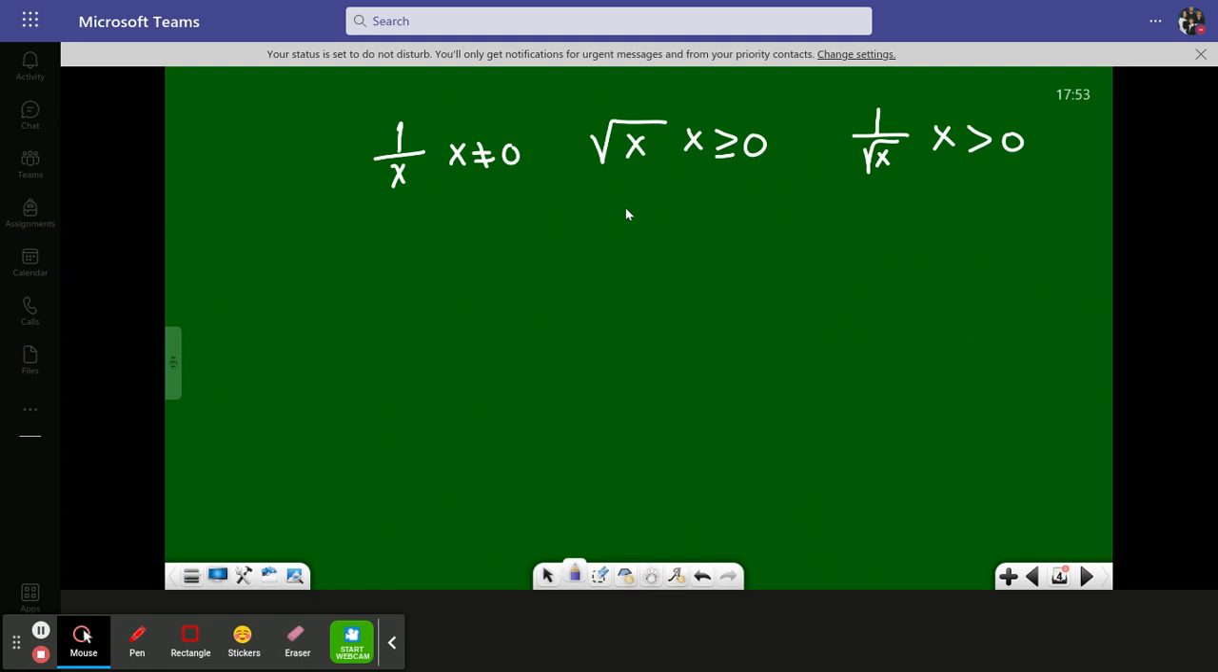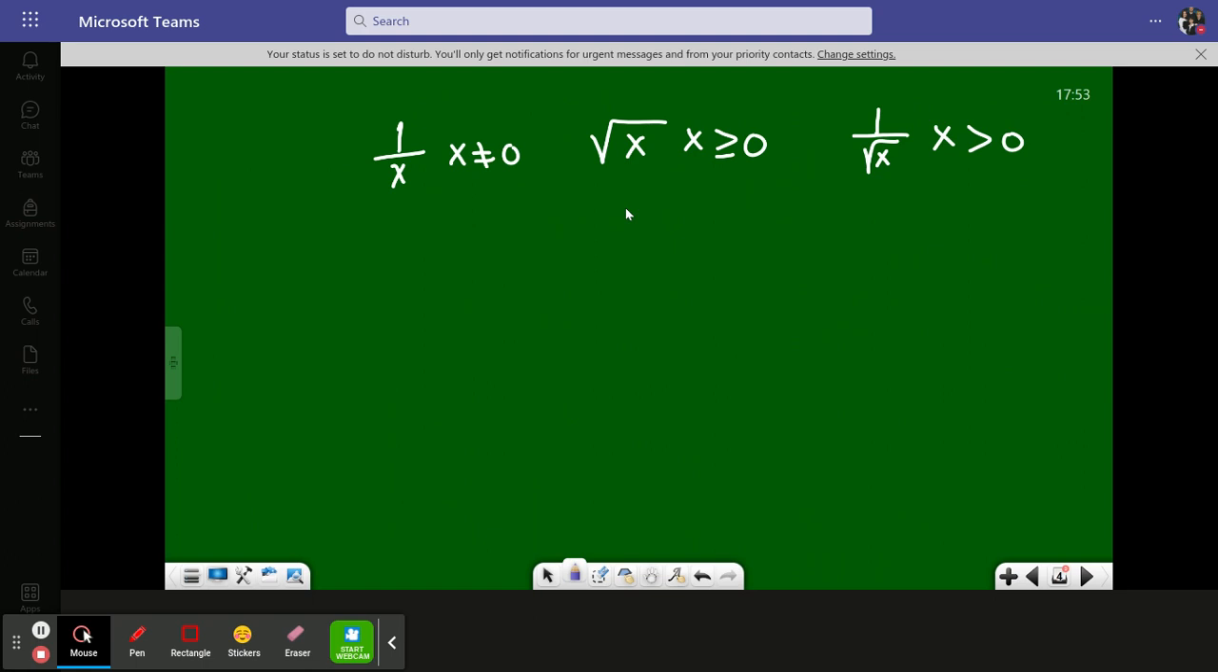Then the other domain rule was if I have the square root of x. Square root cannot be what kind of a number? It can't be negative, right? So x has to be greater than or equal to 0. Then if I have a combination, then it's just got to be greater than 0.